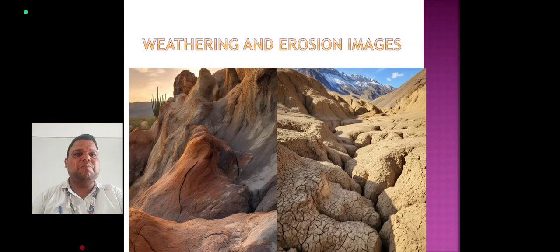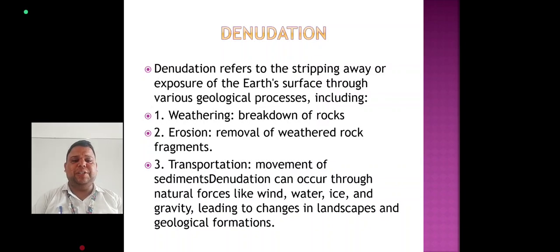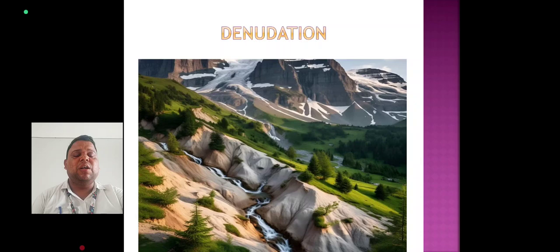Now, the first image is known as a weathering image, and the second is known as an erosion image. Now, denudation. Denudation refers to the stripping away or exposure of the earth's surface through various geological processes, including weathering, erosion, and transportation. Transportation is the movement of the sediment. Denudation can occur through natural forces like wind, water, ice, and gravity, leading to changes in the landscape and geological formation. Now, this is the image we show of denudation.